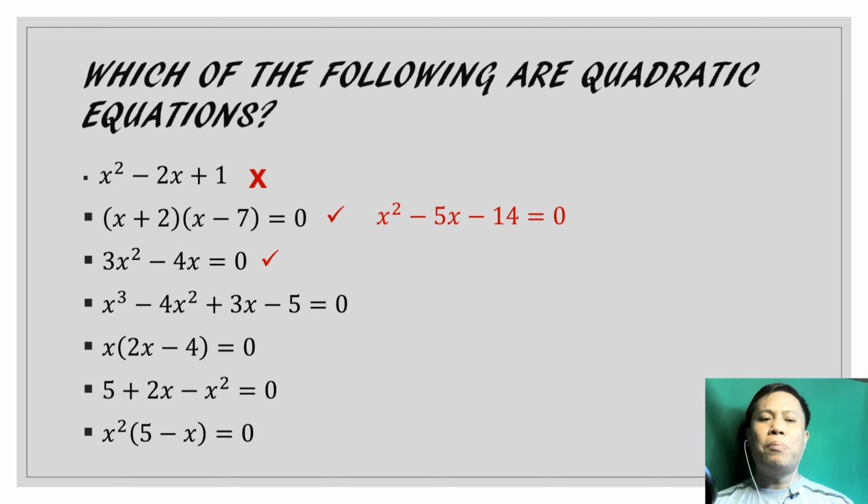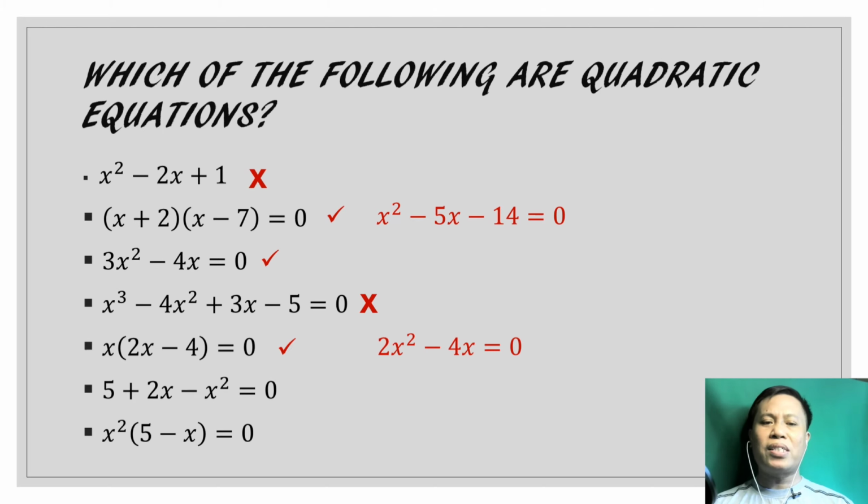How about x cubed minus 4x plus 3x minus 5 equals 0? It is not a quadratic equation because the highest exponent is 3, and we call this equation a cubic equation. The next one is x times the quantity 2x minus 4 equals 0. Is it a quadratic equation or not? That is a quadratic equation, because if we expand the product of x and 2x minus 4, we come up with 2x squared minus 4x equals 0. So that's a quadratic equation.